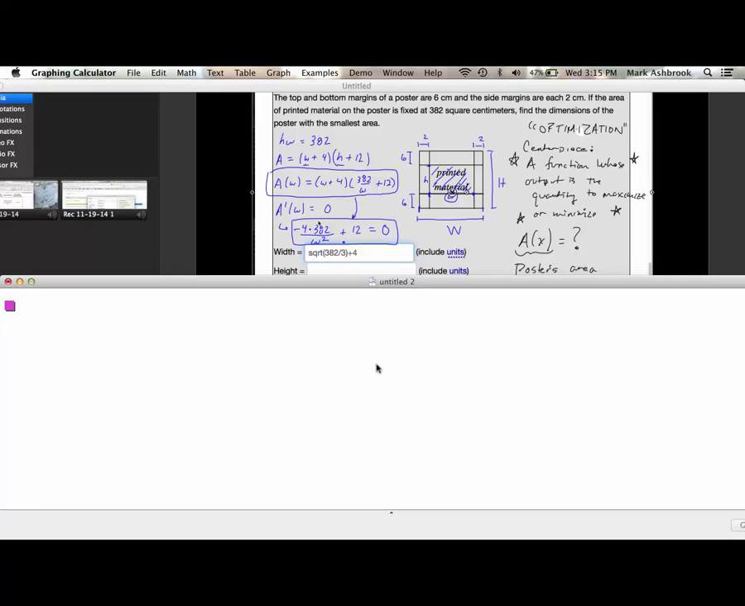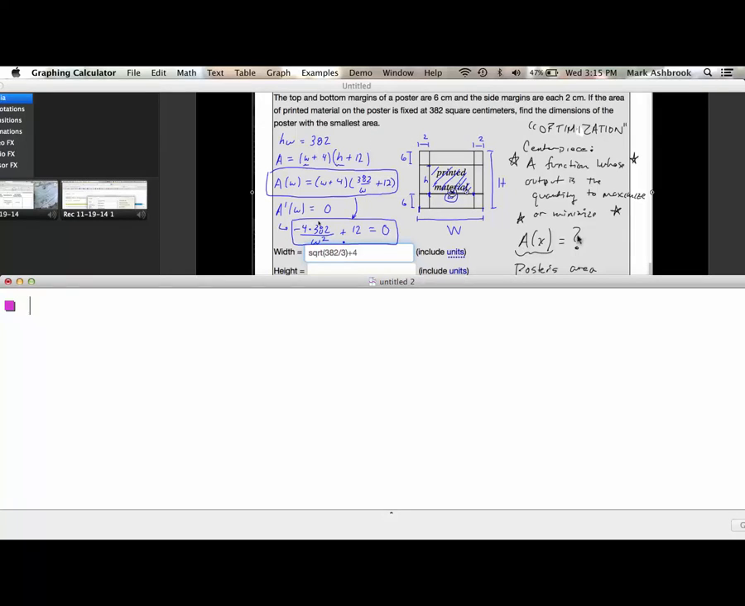Okay, I wanted to finish the example that I was doing at the end of class on Wednesday so that you could see the full solution. I kind of talked it through, but it's kind of hard to follow. So let's just review it. It says the top and bottom margins of a poster are 6 centimeters, and the side margins are 2 centimeters. The area of the printed material is fixed at 382 square centimeters. We want to find the dimensions of the poster with the smallest area.